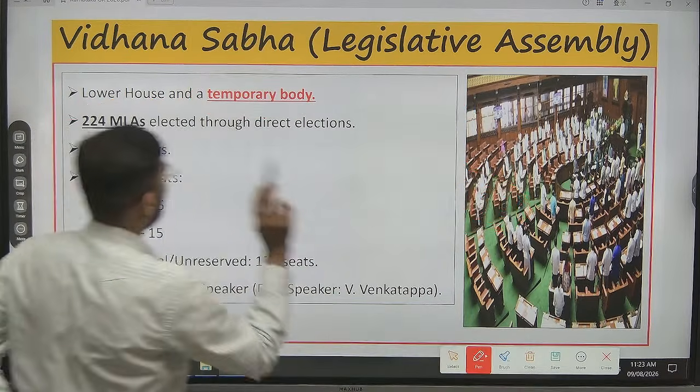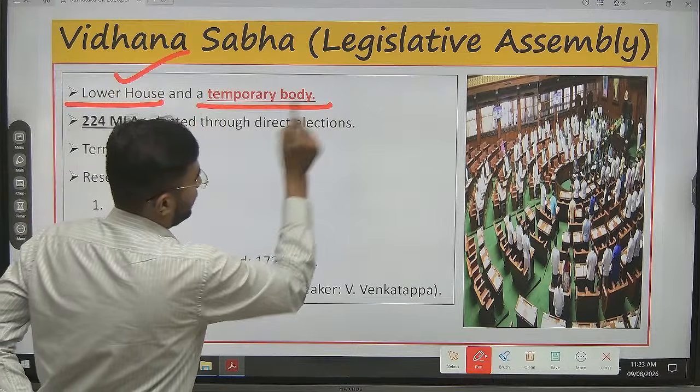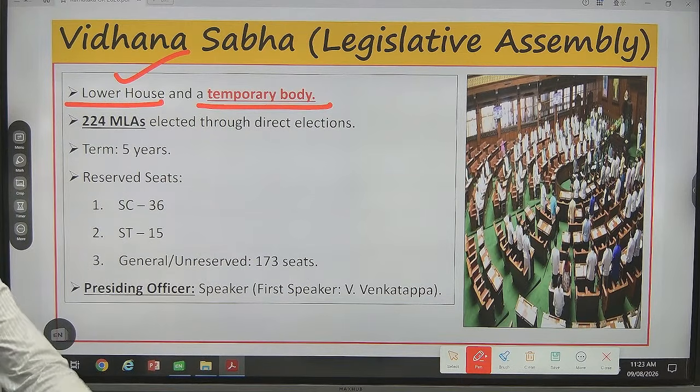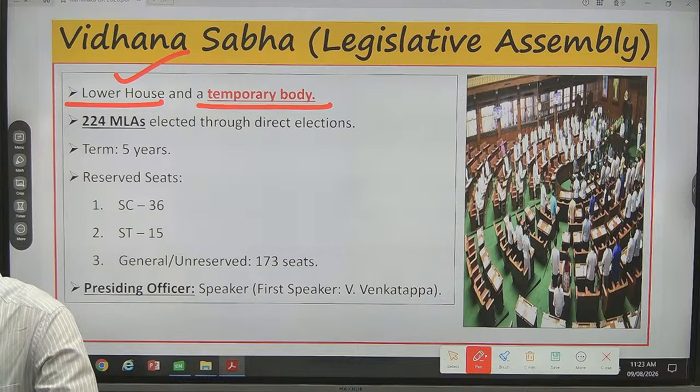It is, and the second one we call it as lower house. And it's a temporary house also. By state with simple majority, you say?